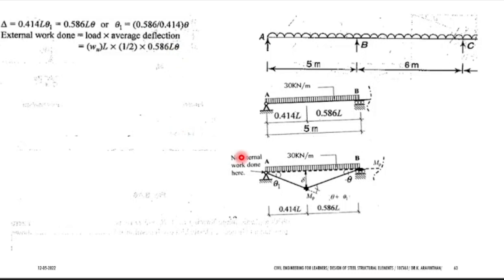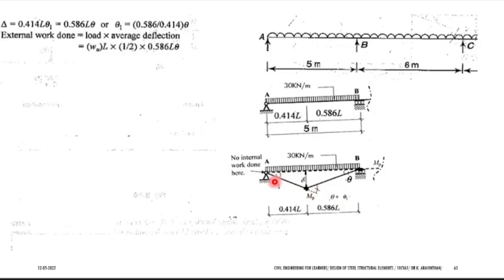How many points are you having plastic moment? Here there is no work done. Why? Because you have a hinge. Will you have MP here? Yes, you will be having a breaking point and you will be having MP. So MP into what is this angle?